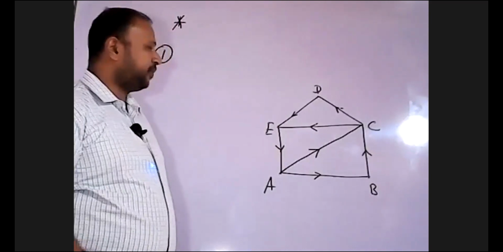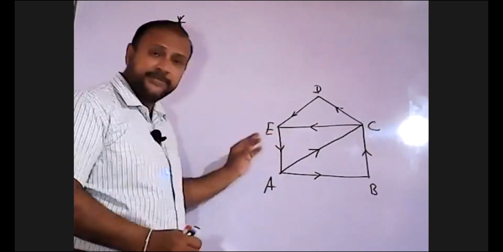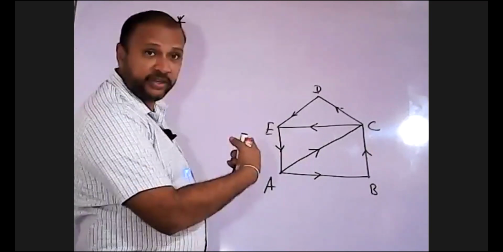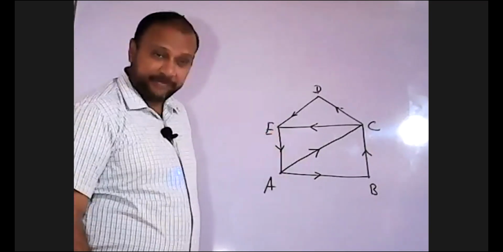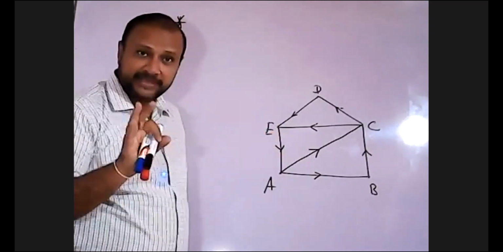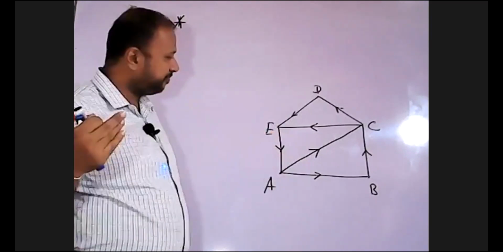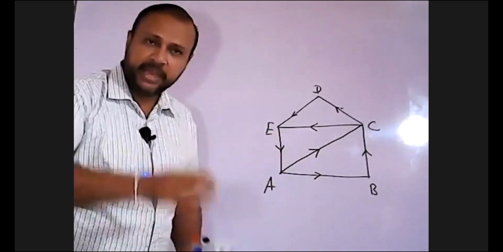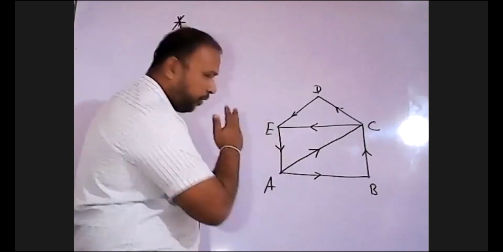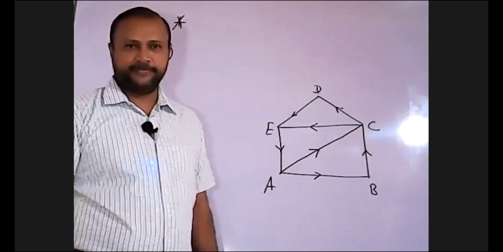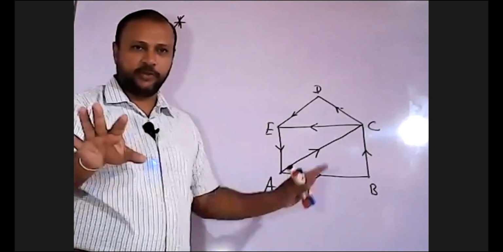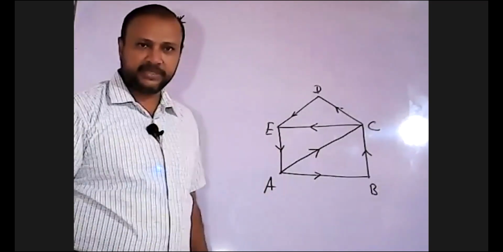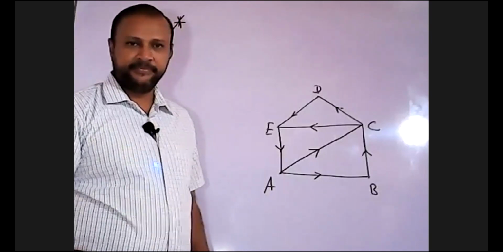So you can remove a bulk of vectors at once with that method. What is that method? You have to look into the figure and determine whether there is a closed loop or not. Look into this figure. Tell me whether there is a closed loop or not. Yes or no? Give me the answer very quickly. Yes.